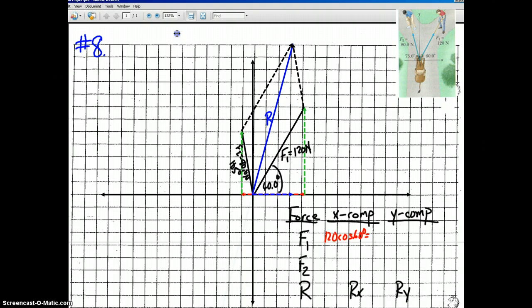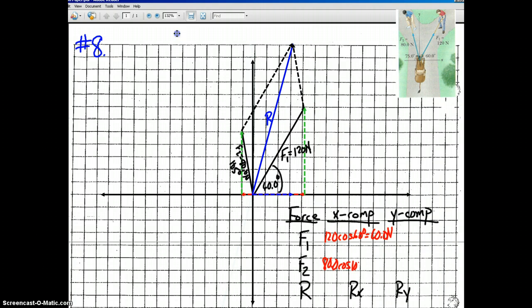Cosine of 60 is the same as the sine of 30. 1/2 of 120 is 60 newtons. Okay? Let's do all the x components first this time. Over to F2 we go. We've got 80.